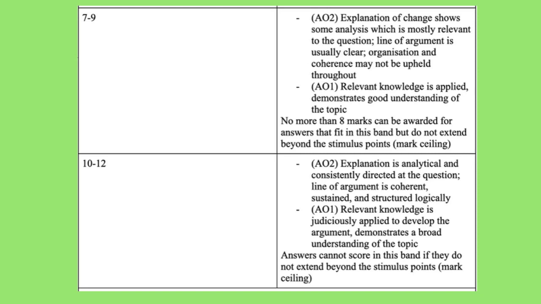These are the top 2 bands. Now you might see here that we've got things like the explanation is analytical, it's relevant, it's really tightly focused to the question. And to score in the top band, you also need to have gone beyond the stimulus point, so that means that you're drawing on lots of your own knowledge to show you've got a really good understanding of the topic. It will also be quite easy for the examiner to see what you're trying to argue, so that means that it's structured logically, it's easy for them to follow, and you've made clear points which are explained fully.